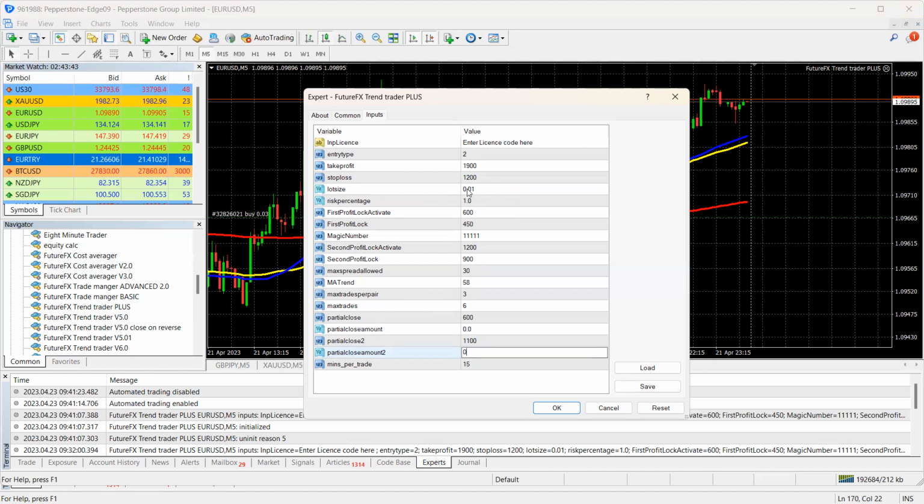I wouldn't personally use the partial closes unless I had more than a 0.04 lot size. And then I would just close out a 0.01 on the first partial close and not use a second partial close. Once you get up to larger account balances and you're using much larger lot sizes, then you can really take advantage of the partial closes.